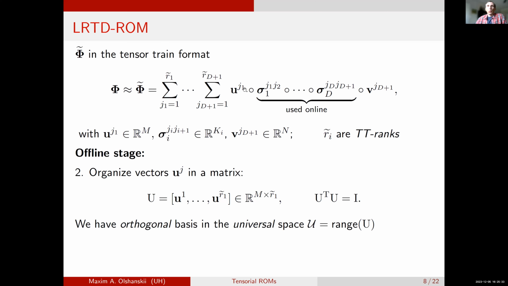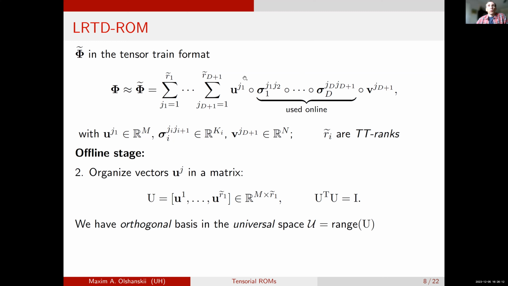Now we organize these vectors in a matrix, and we keep this matrix for the offline stage. And in the middle, these small tensors keep the information about the variation of states in the parameter domain. So we keep them for the online stage. So we want to use this information. These vectors we don't need.